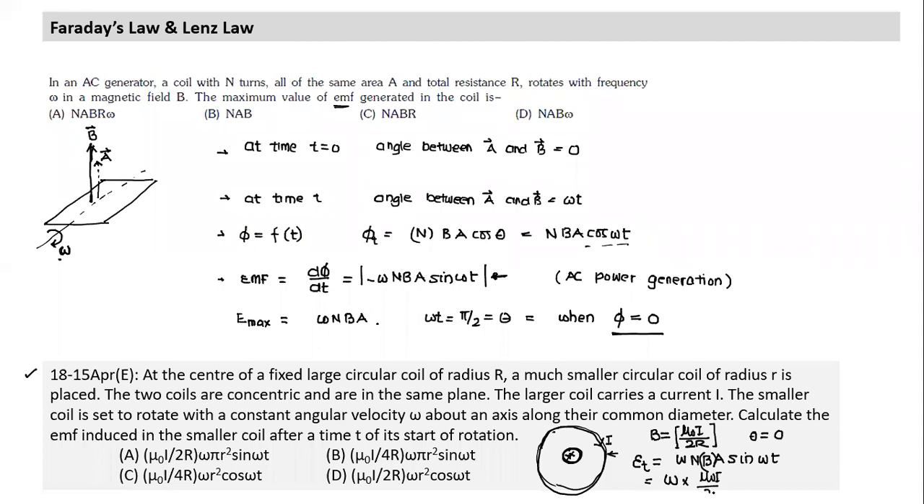And what is the area we need to substitute? Area of the coil here. Radius of coil is given as r. So the area of coil will be equal to pi small r square into sine of omega t.